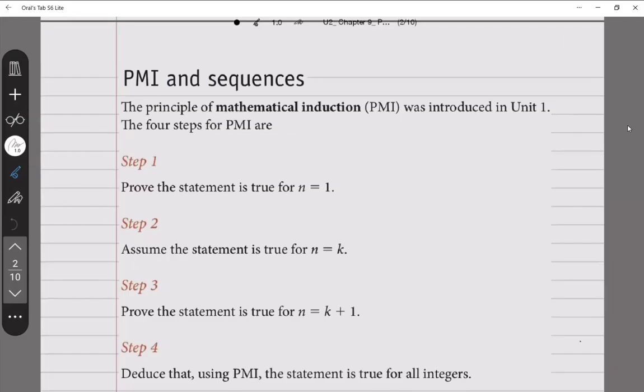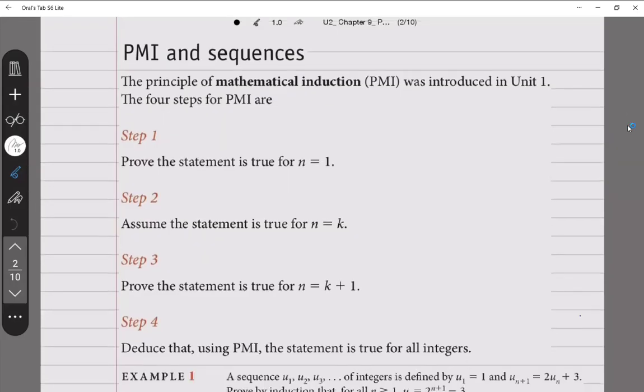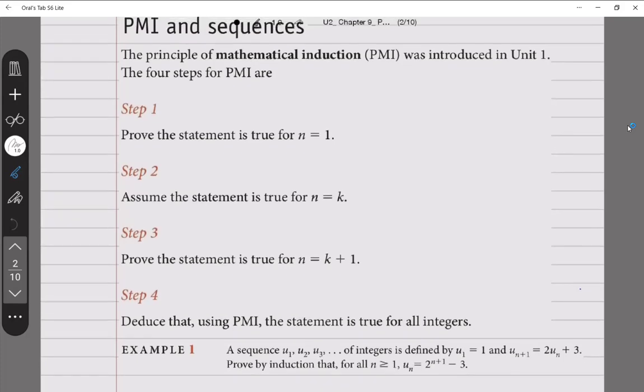The principle of mathematical induction, PMI, was introduced in Unit 1. The 4 steps for PMI are: Step 1, prove the statement is true for n equals 1. Step 2, assume the statement is true for n equals k. Step 3, prove the statement is true for n equals k plus 1. Step 4, deduce that using PMI, the statement is true for all integers.